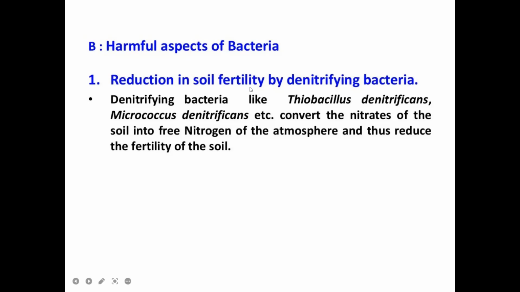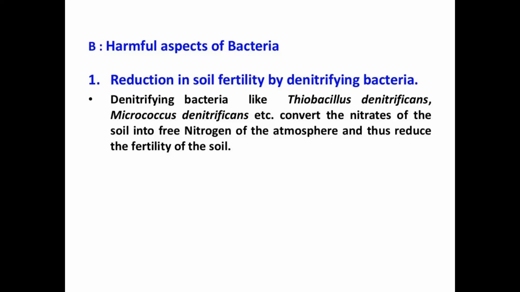First one is reduction in soil fertility by denitrifying bacteria. In yesterday's class, we studied nitrogen fixation, where atmospheric nitrogen, that is N2 or N triple bond N, is converted into nitrates or ammonia. That increases the soil fertility. But denitrifying bacteria convert the nitrates back into dinitrogen or N2. So this is the reverse reaction of nitrogen fixation.